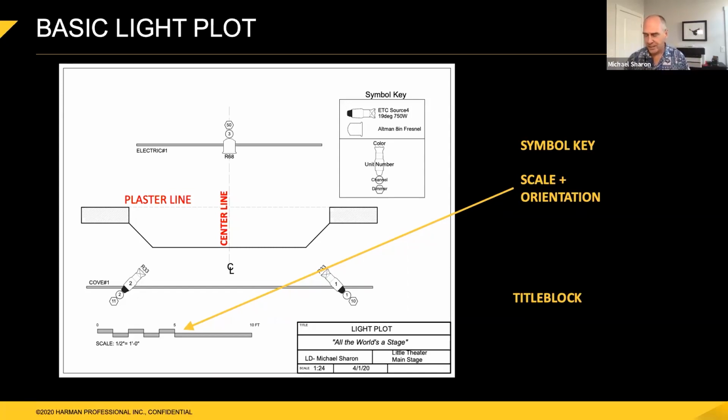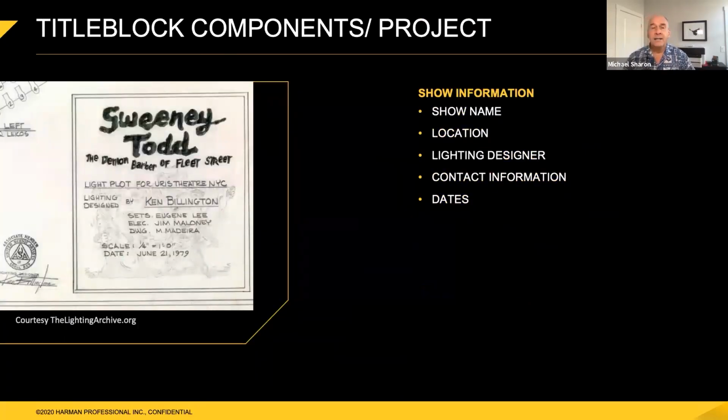So let's dig a little bit more into each of these things. Title block. Even if you've got multiple pages of drawings for a particular show, your title block is going to have certain critical things that are going to be on all of the pages. And of course, the most important thing is, what's the show? Where is it? Who you are, your contact information, which is super critical, and of course the dates. You certainly don't want somebody to start loading in last year's show because they happen to have the same show and the same lighting designer and everything else. So those things are all super critical to have.